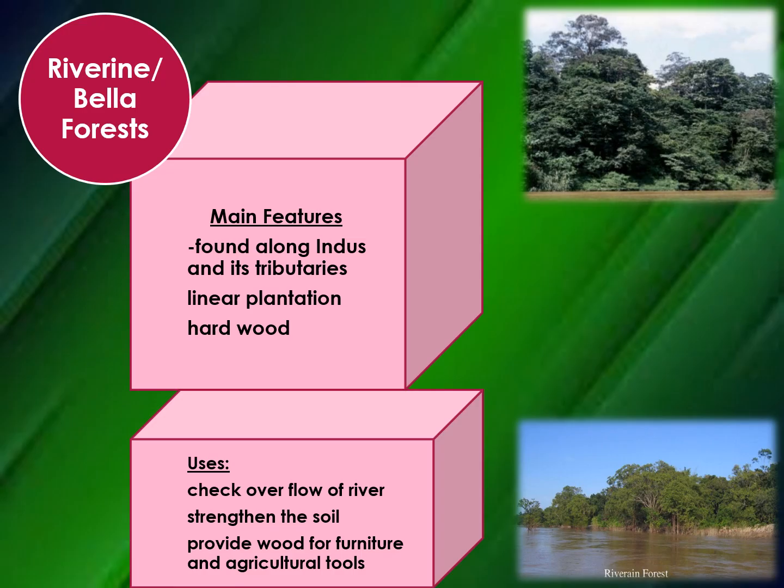Now the next one is the riverine or Bela forest. They are found along the Indus and its tributaries as linear plantations. It has high yielding commercial hardwood varieties. As for uses, it checks the flow of water of the river and it strengthens the soil. It provides wood for furniture and agricultural tools.